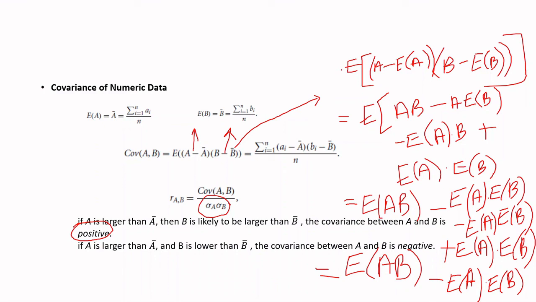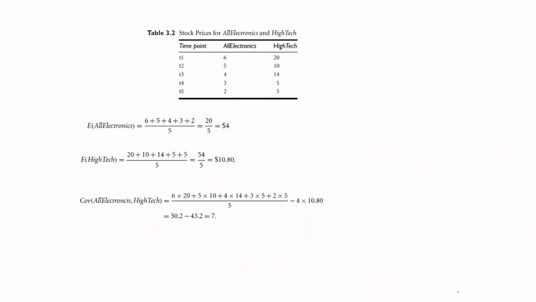Now, since there is an outside expectation here, when you apply it, this becomes expectation of AB minus expectation of A into expectation of B minus expectation of A into expectation of B plus expectation of A into expectation of B. So these two can actually cancel out. So finally, covariance is equal to expectation of AB minus expectation of A into expectation of B. So it is this that is used for the calculations because it is easier to calculate.